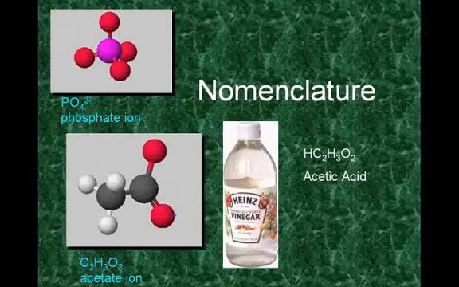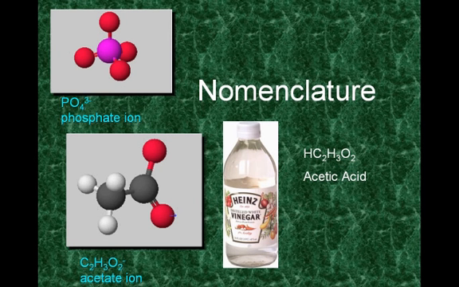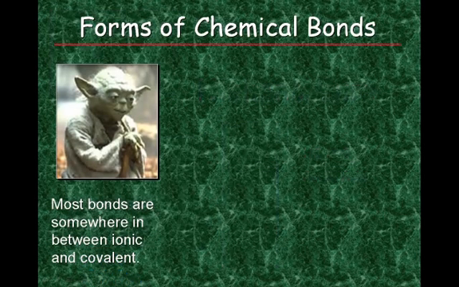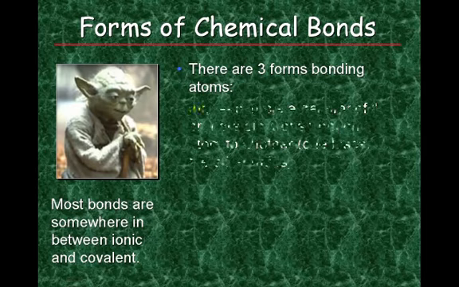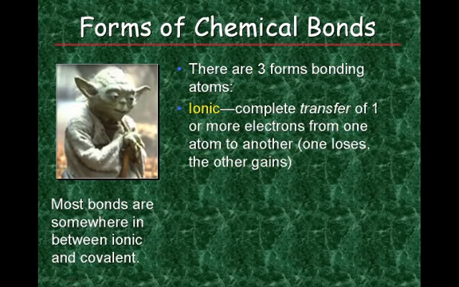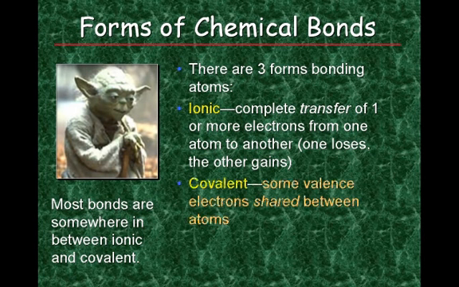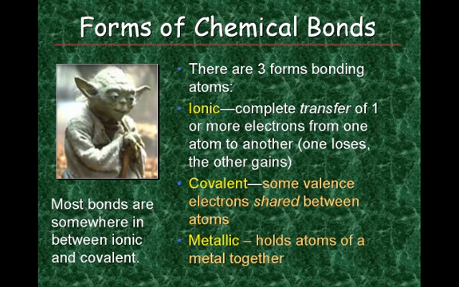One of the basic concepts that must be understood in chemistry is nomenclature, which is naming compounds. There are many types of chemical bonds, and most bonds are somewhere in between ionic and covalent. We're going to treat ionic and covalent as the extreme types of bonding as we go through the different naming here. So, 3 forms of bonding: complete transfer of electrons, that's an ionic bond; electrons being shared between 2 elements in a bond, that's covalent; and then metallic bond is holding the atoms of a metal together.